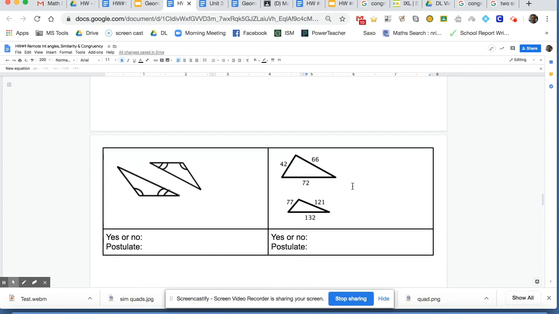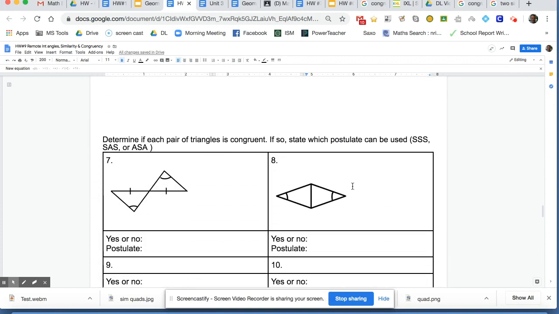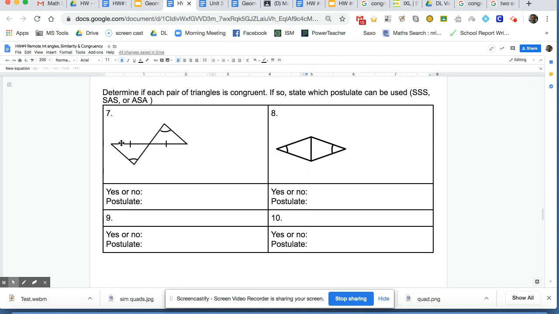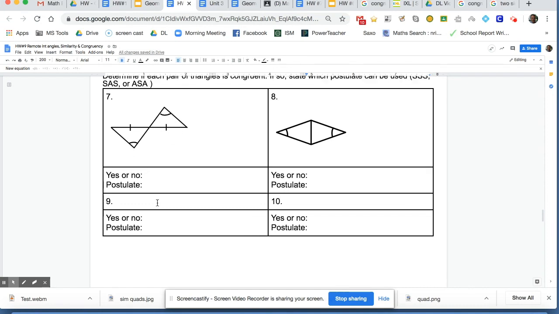And as we move through them, we get to determining if these triangles are congruent. If they are, by what postulate? So are these two triangles congruent? If so, yes or no. If yes, by what postulate are they?